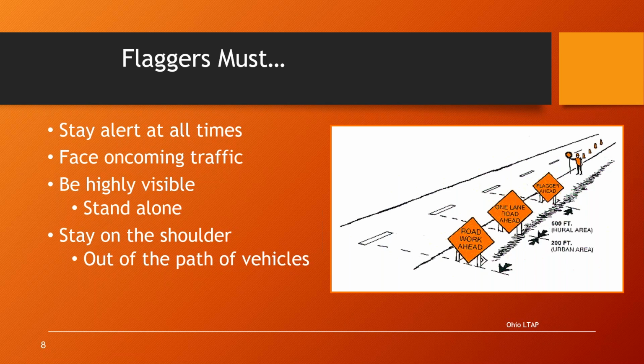A little bit about flaggers. They must stay alert at all times and face oncoming traffic. You should not be up there mingling with the workers. You should have a good distance between you and where the work is actually taking place. You should be highly visible, standing alone on the shoulder of the roadway at the beginning of a cone taper. And we want to make sure that you're on the shoulder of the road out of the path of vehicles, and that you've already planned an escape route if someone is not obeying you.